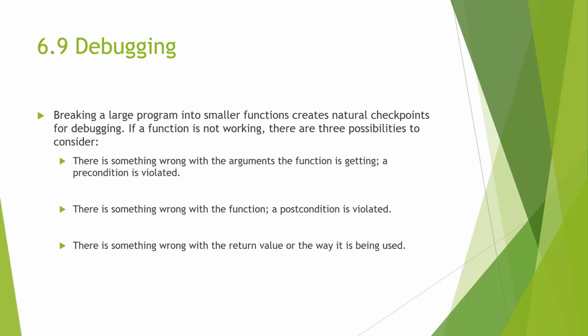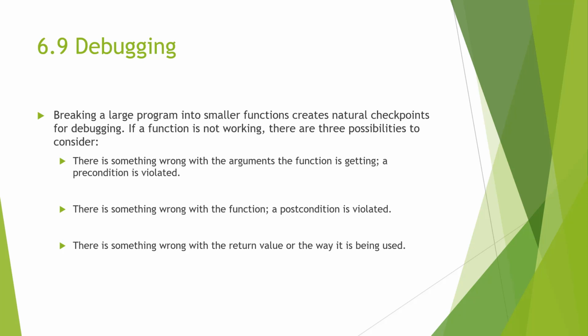We get to our debugging section, and again, we've already talked about a few different types of areas. One of the big ones might be breaking large programs into smaller functions. That way we can have natural checking points for our debugging. There are three main possibilities if a function is not working. First, there may be something wrong with the arguments the function is getting. Second, the postcondition might be violated. Or third, there's something wrong with the return value or the way it's being used.